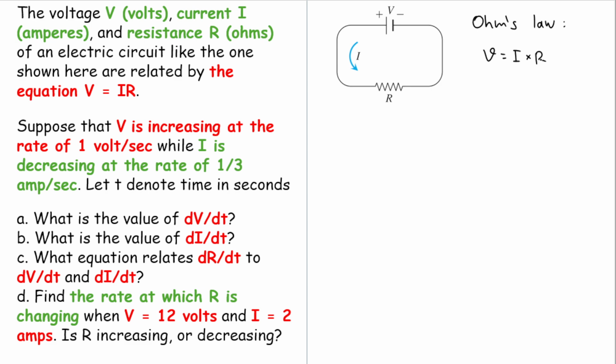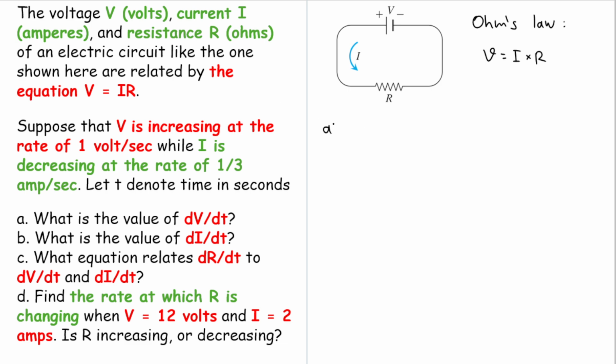Suppose that V is increasing at the rate of 1 volt per second, while I is decreasing at the rate of 1/3 ampere per second. Let T denote the time in seconds. And question A, what is the value of dV/dt?